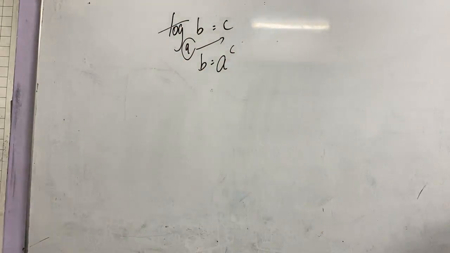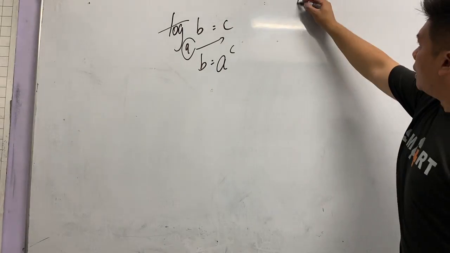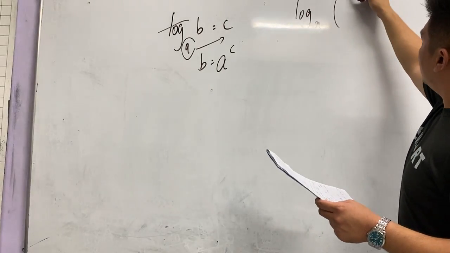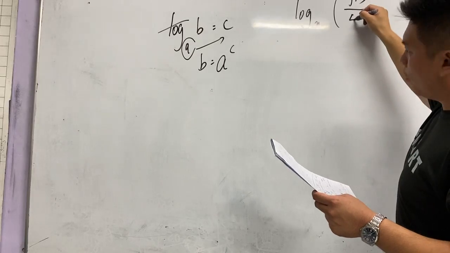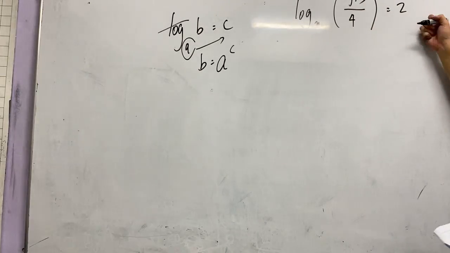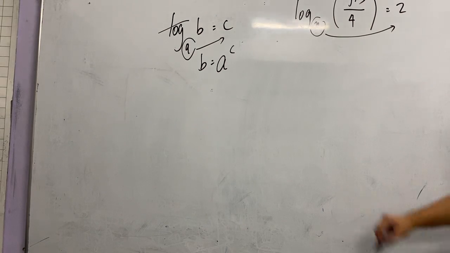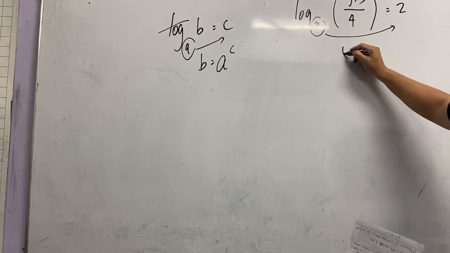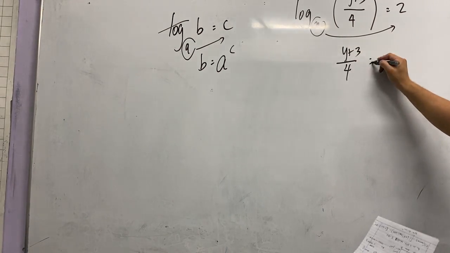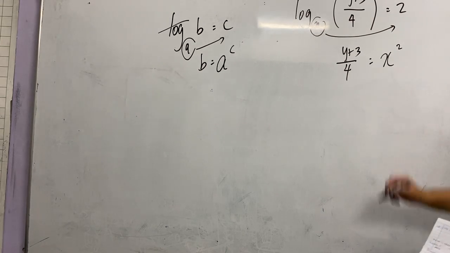Okay, if you look here, you have log base X, then you have Y plus 3 over 4, and then equals 2. Can I bring the X over here? Yeah. So what happens? Y plus 3 over 4 equals X squared.